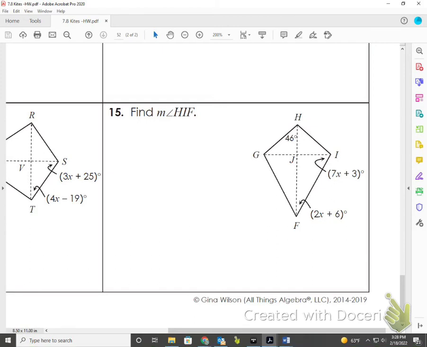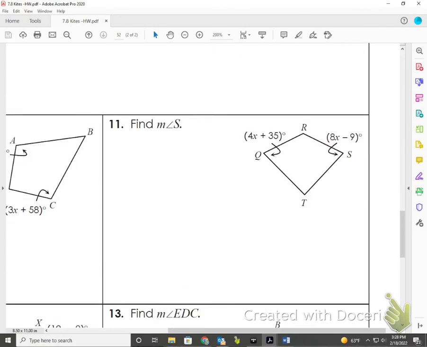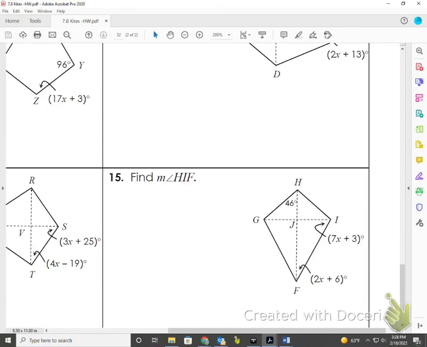I don't even know why they have the 46 there. Oh, okay, gotcha. If this is 46, this is 46. You can use X to figure out what these two are. That'll tell you what the total of I and G are, and you can go from there. If you have trouble with these, we're going to spend a little bit of time on them on Tuesday, or you can email me, and I will put up a new video.